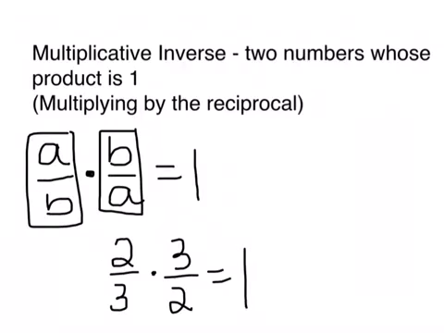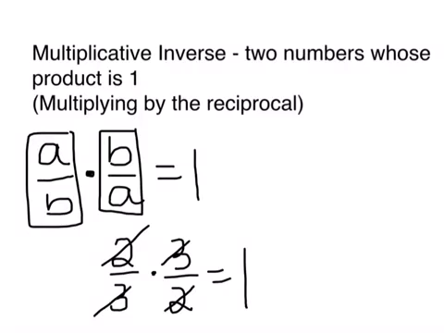The reason that we get the answer of 1 is that when multiplying fractions, you can always reduce any top number with any bottom number. So on the top here, we can reduce this 2 with this 2. They both reduce down to 1. Same thing with the 3 on the top and the 3 on the bottom. They both reduce down to 1. So our answer is 1.